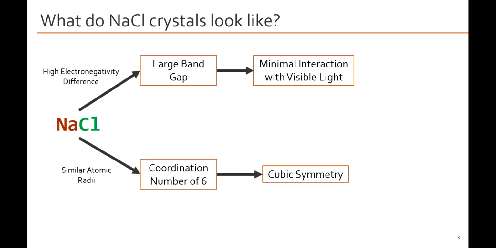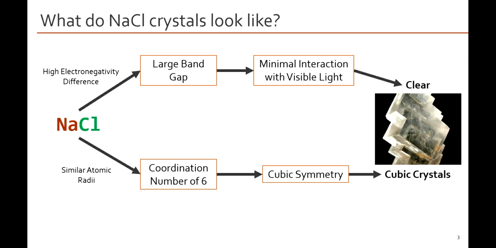I would first consider that sodium and chlorine are separated by a very large electronegativity difference, which means it's going to be ionic bonding, and there will probably be a very large energy gap between the valence and conduction bands. And what this means in short is that there'll be minimal interaction with visible light and probably a clear material. Additionally, I know something about crystals, and I know that these two elements are similar in size when they're in their ionic states, which means that based on Pauling's rules, it'll have a coordination number of 6, which means cubic symmetry. So taking all of this together, I would infer correctly, and probably cheating in that I know that table salt forms little cubic crystals, that in fact sodium chloride forms cubes that are clear.